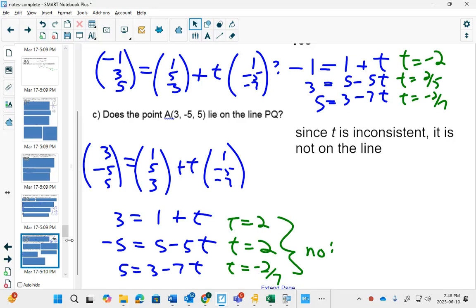So the only way a point would be on the line is if there exists some scalar that you could go in that direction and get to that point. But that scalar can't be different for the last value.